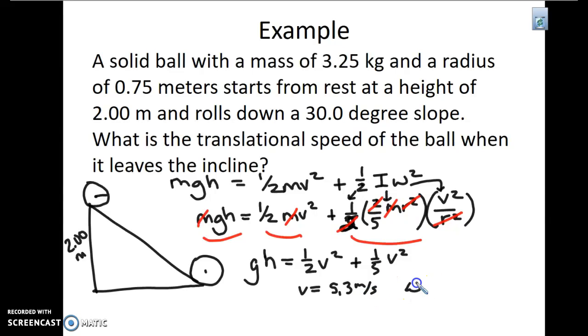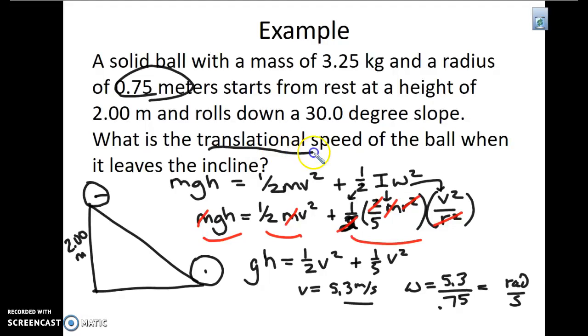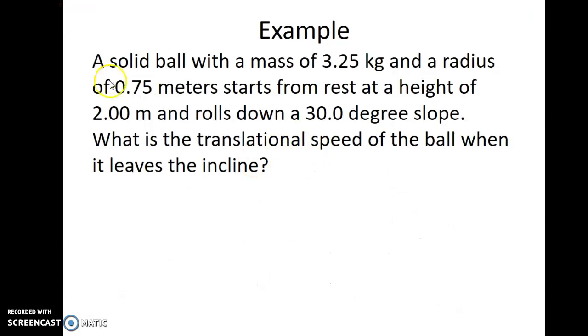Now if you wanted to have your angular velocity, you could easily just take your v and divide by your radius. So v divided by the radius is going to be your omega, and that would be radians per second. So it's spinning this fast and it's moving linearly this fast. It's asking for the linear speed, so there you have it. You don't really need to do omega.